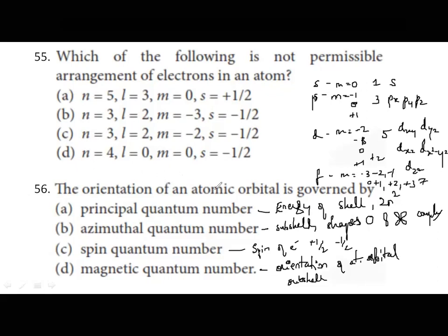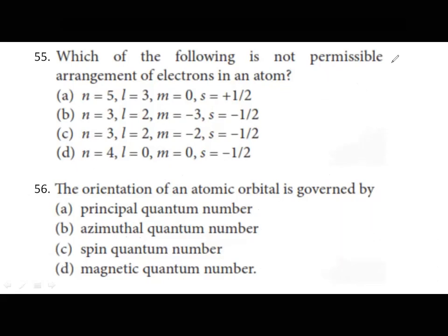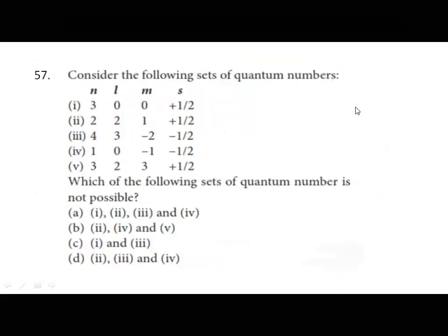So the orientation of the atomic orbital is governed by which quantum number? It is governed by magnetic quantum number. Correct? Next question. Consider the following set of quantum numbers. n is given, L is given, M is given, and S. So different values are given. Which of the following sets of quantum numbers is not possible?